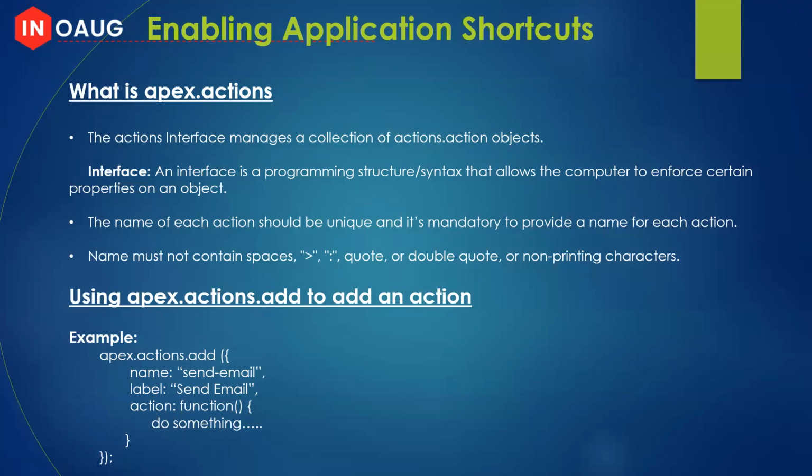If you are using this Apex.Actions API, there are some particular rules, and the API has different methods. In this example, I'm showing you add. In the same way we have add shortcuts and create context, so there are many methods which Apex.Actions uses. Some of the mandatory things we have to follow: in this example I showed you name, label, and action. The name is always mandatory, you should provide a name, and that name should always be unique. That is the first main thing you will have to do.